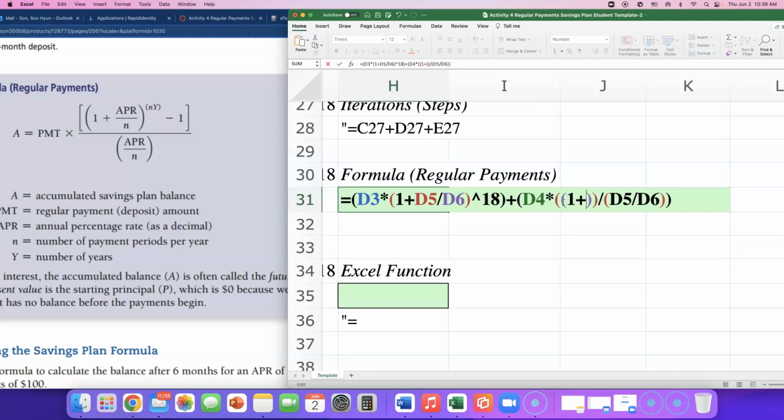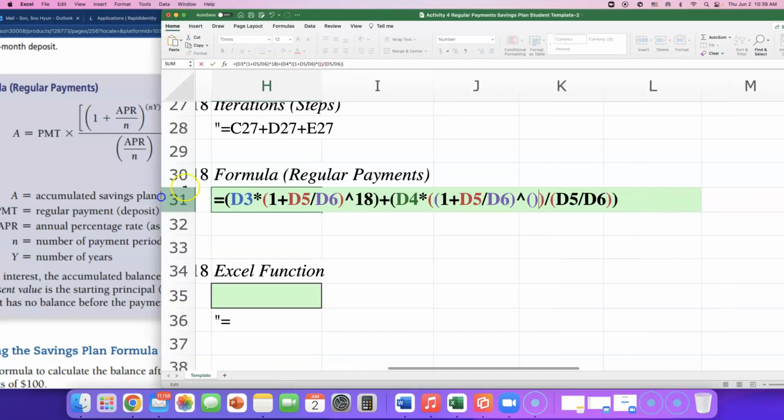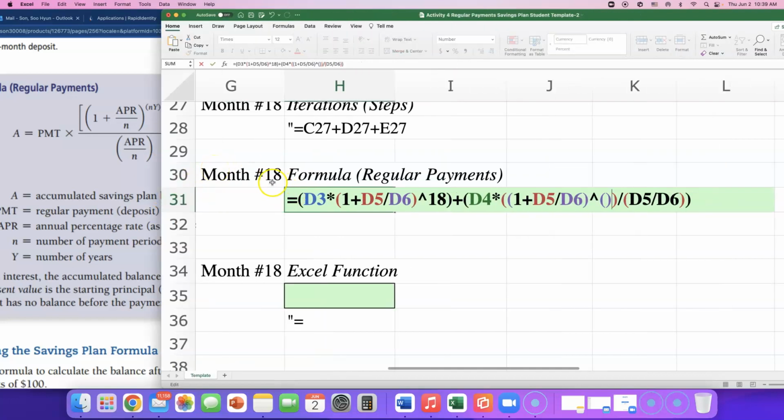1 plus APR over N. Oh, I remember what that is. APR over N is D5 divided by D6. And then outside, I will raise this to the N times Y power. But now let's think about this. N times Y stands for how many months are in this investment period. And we're looking at how many months for this column specifically. We're looking at 18 months, right? We're looking at month 18 results.